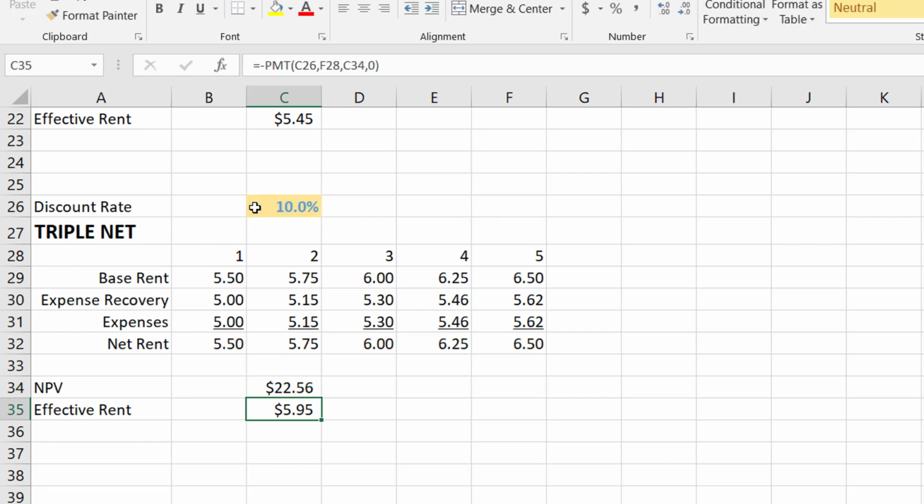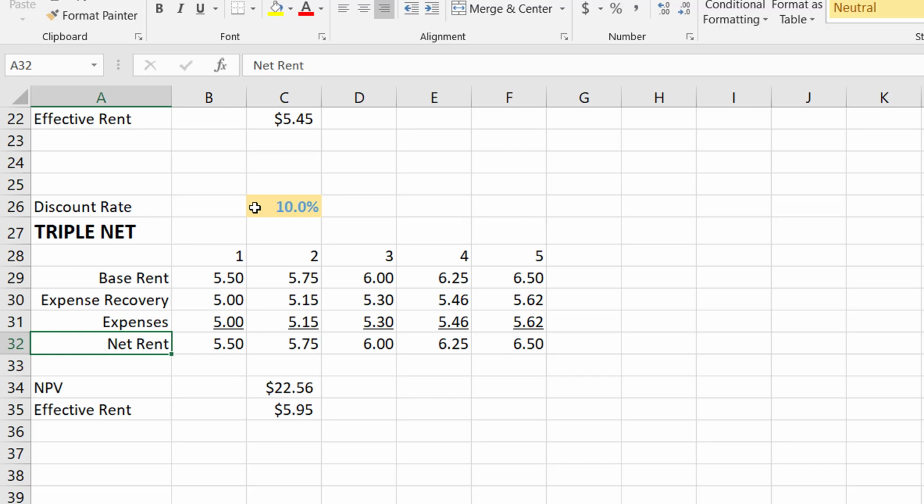And the last step is to find the payments that equates that NPV to 5-year payment at a 10% discount rate. So I use the payment function and I get $5.95 per square foot per year. That's the effective rent. So it's a very straightforward process. Highlight or outline the base rents, outline your expense recoveries, take away your expenses, you're ending up with a net rent. So we got however many years your lease term is.